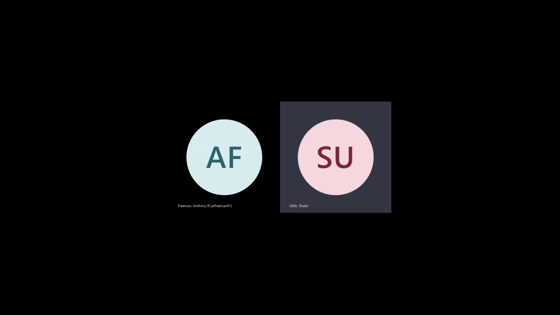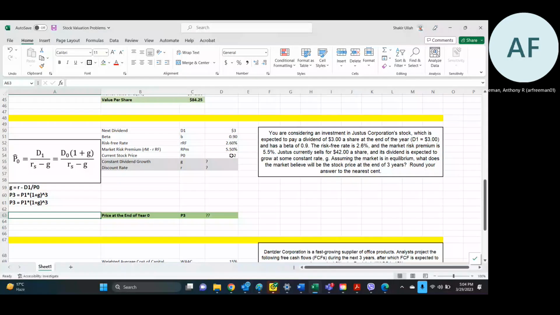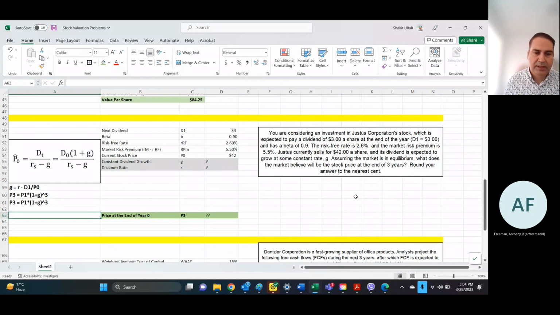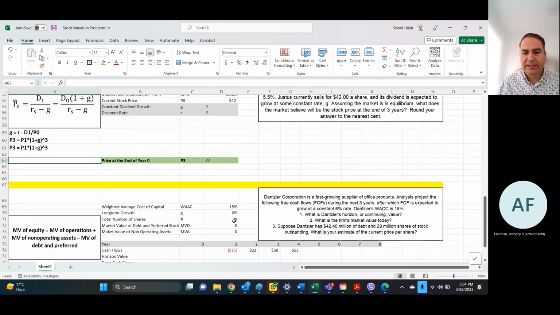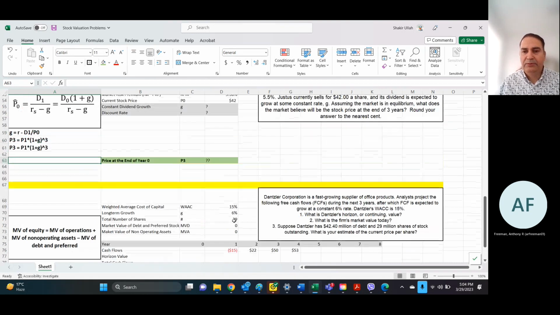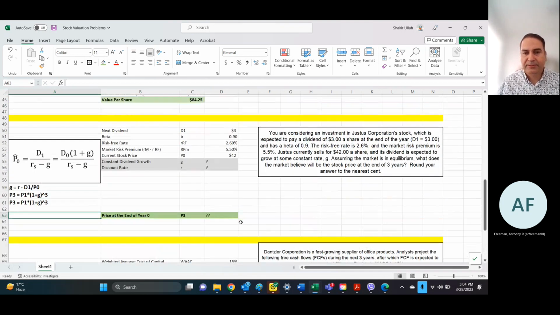Problems related to stock valuation. One of them is related to the dividend discount model, and we'll be using that one. The next one is the discounted cash flows. These are problems 2 and 3 in your homework 9 assignment.